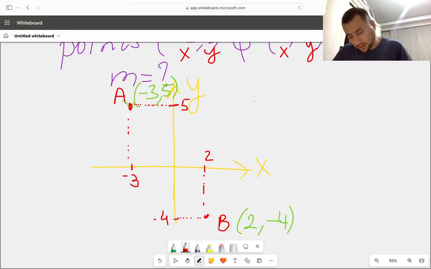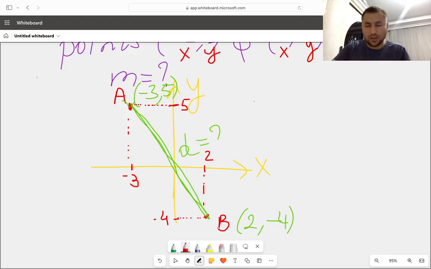Oops, sorry. From A to B, you make a line. I'm sorry, this is not very straight. Okay, from A to B. Now we need to find that distance. What is, oh, the distance was another topic.